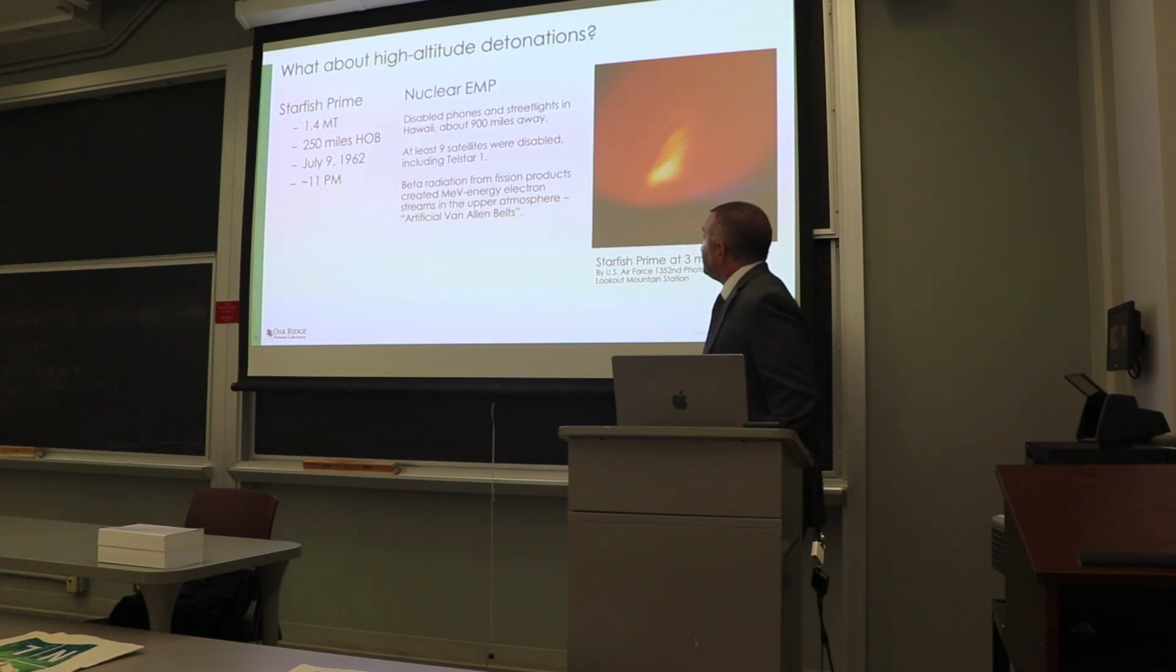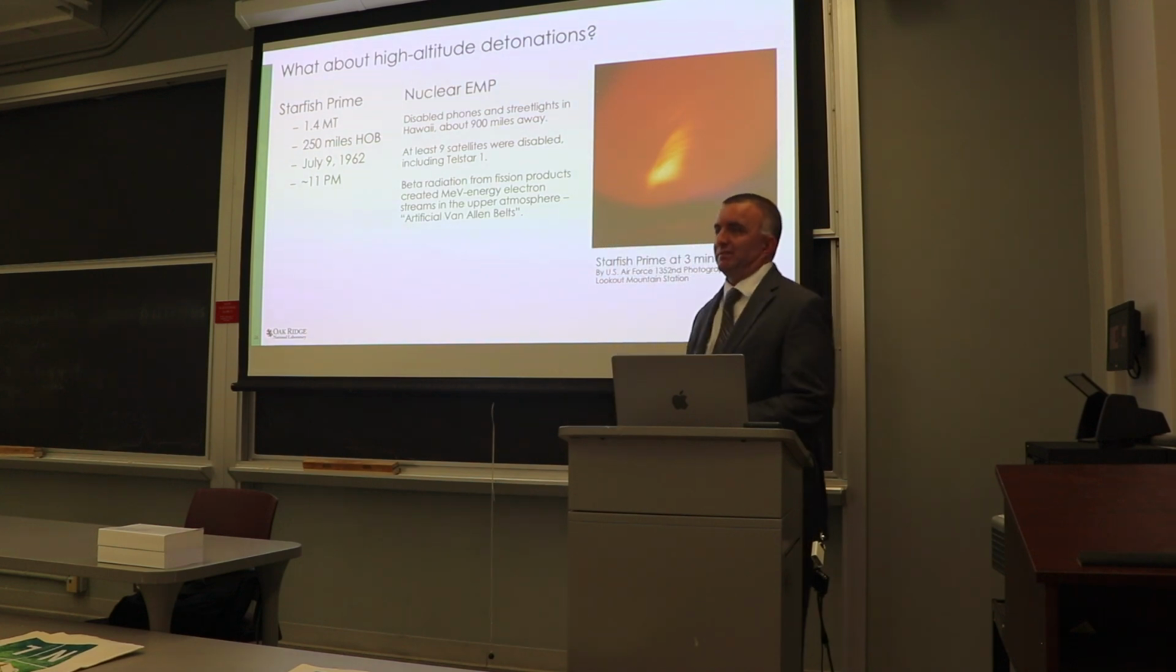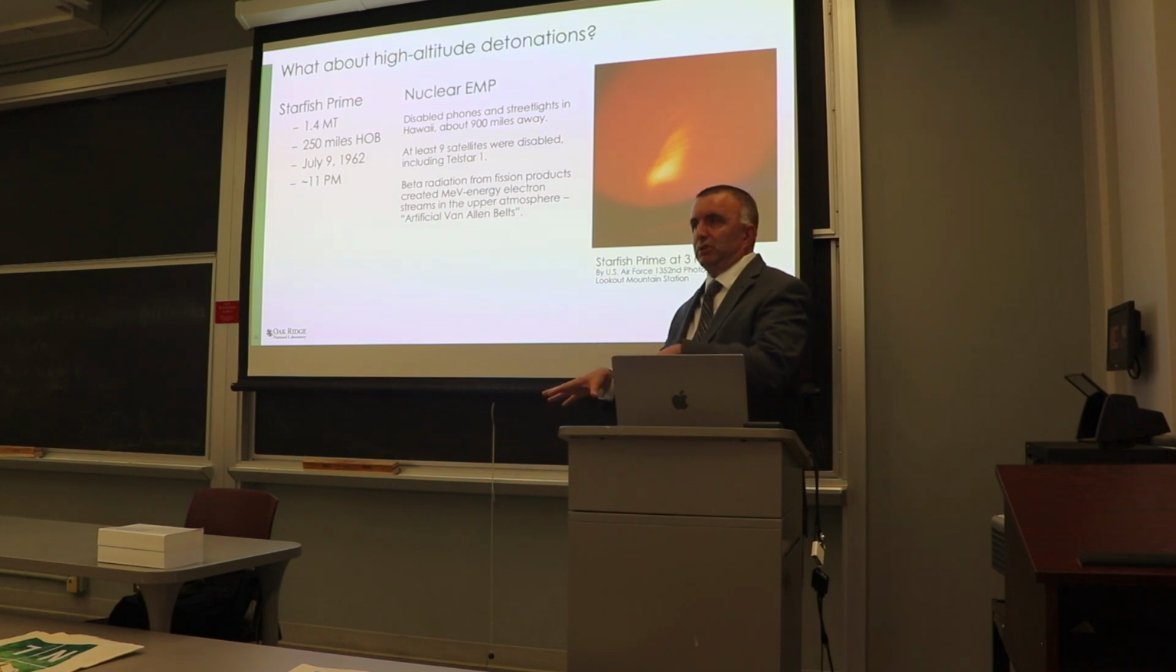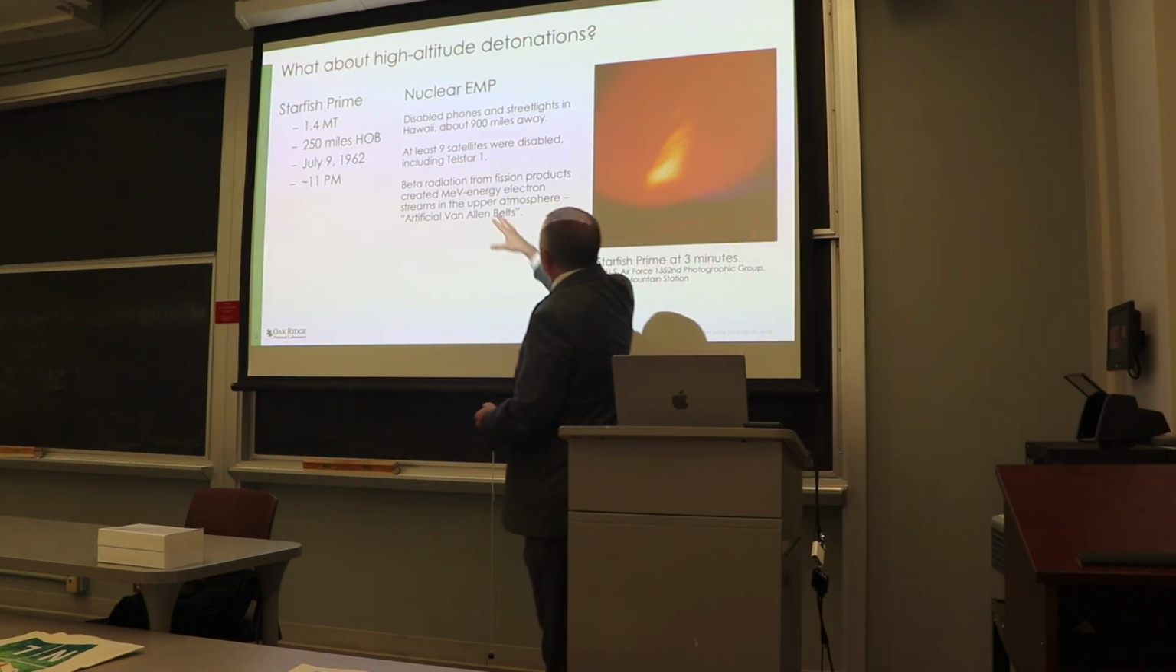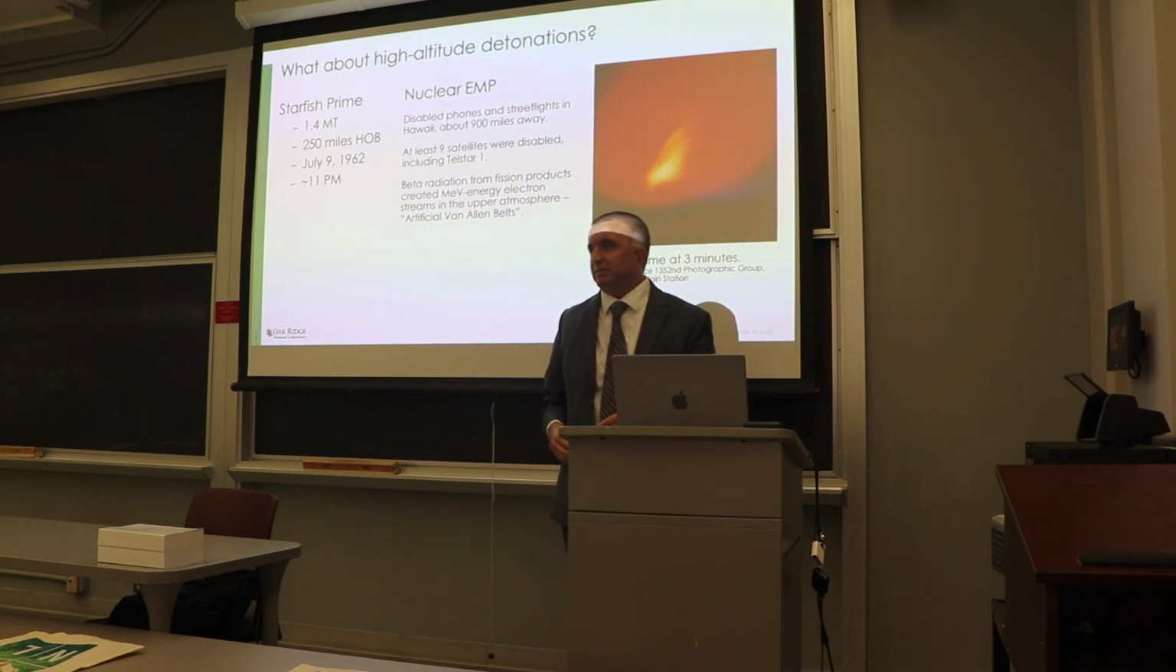So, there we go. Yeah, so some of the effects that happened off this shot, and this was a learning lesson for a lot of people. Obviously, in Hawaii, 900 miles away, phone lines went out, street lights went out, just the charge load that hit the power lines basically started knocking things out. A bunch of satellites were taken out, and the creation of what we call artificial Van Allen belts. We'll get to that in a second.